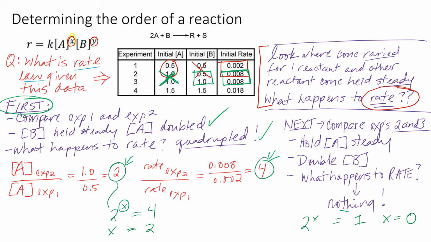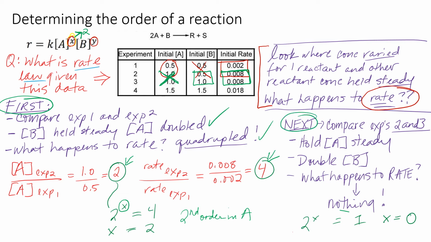What does this mean about the order of reaction? For A, this means we are second order in A. That's the way that is expressed, second order in A. And that means our exponent here, going back up to the top, is 2. Okay, so we have dispensed with that one, and we can move on to the next.